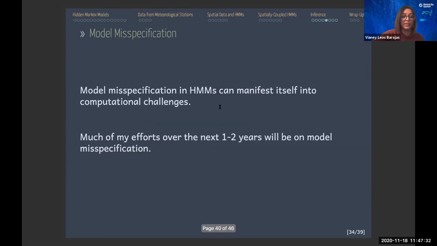Oh, sorry, I see a chat. How do you have different numbers of states at different sites? You could do that. I thought the point was to share states across sites. I will happily have that conversation after. You could do that, right? So that could be the point of doing this, or you could, yeah, I'll save that one for later.